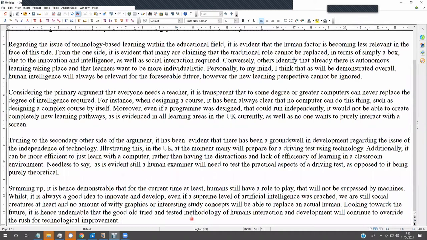Try and use idioms as far as you can, but obviously it's not always possible for them to be academic, so just be careful about that. Looking towards the future, it is hence undeniable that the good old tried and tested methodology of human interaction and development will continue to override the rush for technological improvement. Okay, there we go. Any questions, comments, anything like that?